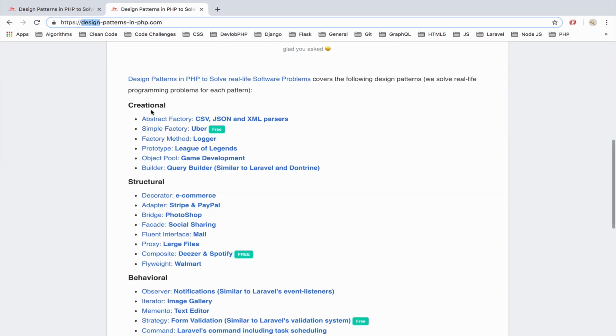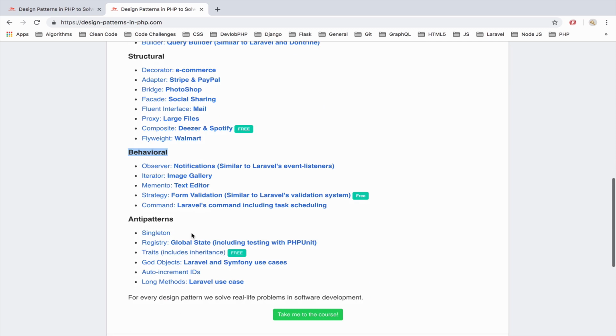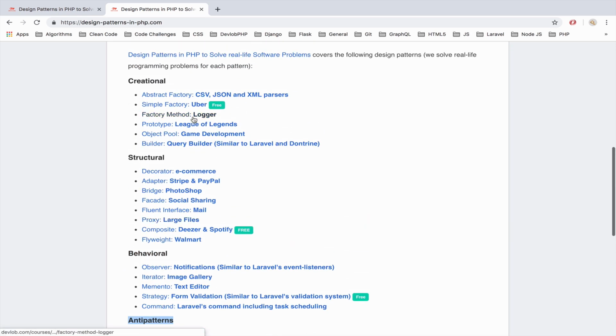So basically we go through 3 types of design patterns: creational, structural, and behavioral. At the end we also take a look at some anti-patterns. For each design pattern we have a solution to a real-life programming problem.